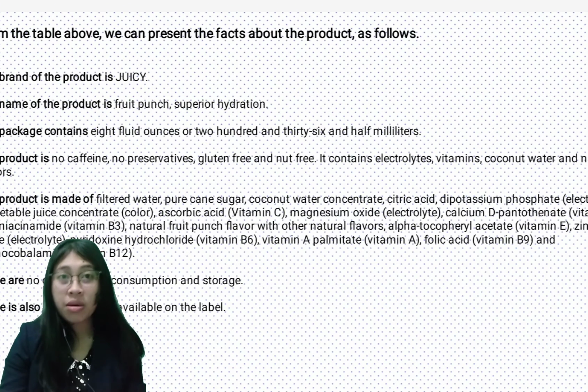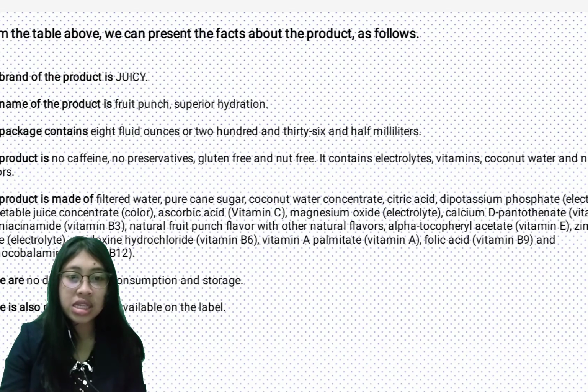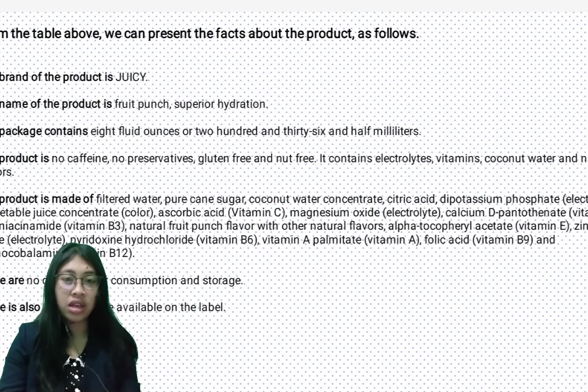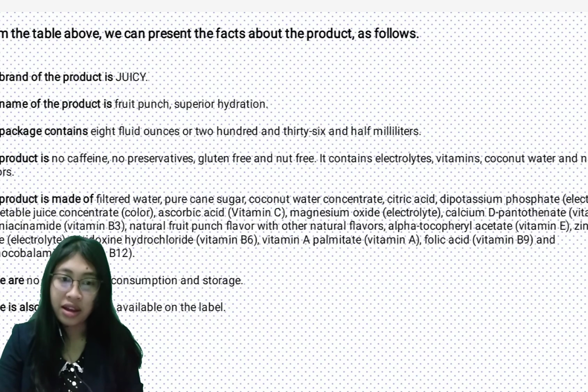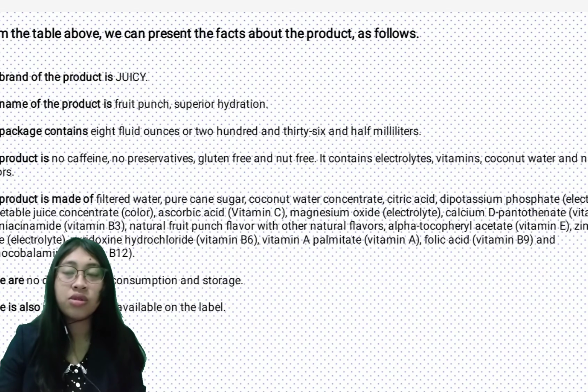So from the table above, we can present the facts about the product as follows. The brand of the product is JC. You can say the sentence like that. And the name of the product is Fruit Punch Super Hydration, and the rest you can read in the book, or you can see in the presentation that I give you in the front of the classroom.